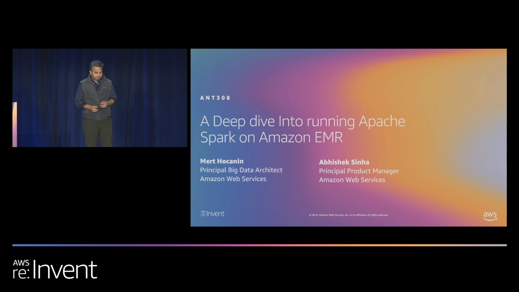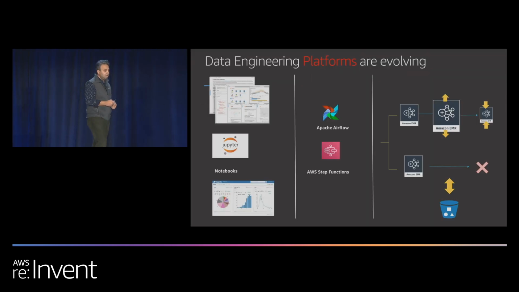So let's get started. All right, so what we do see is data engineering platforms are evolving, and there's a common pattern across multiple data engineering platforms. You have clients like notebooks or edge servers on one side, which are used by data scientists and data engineers. Then you have orchestration systems, and the most common ones that we see are Apache Airflow and AWS Step Functions. And then at the very bottom, you have EMR clusters.